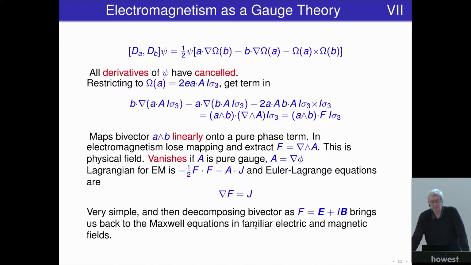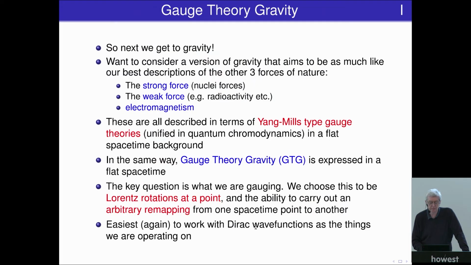So that's showing us how electromagnetism, we now have all the equations of it, emerges from the requirement to preserve phase invariance under local transformations. Okay, let's get to gravity.